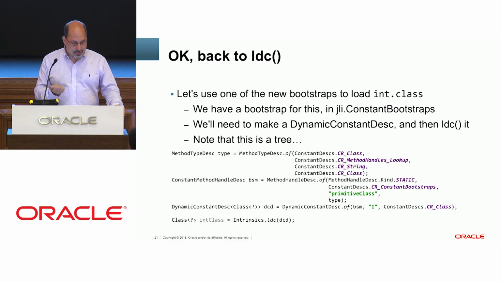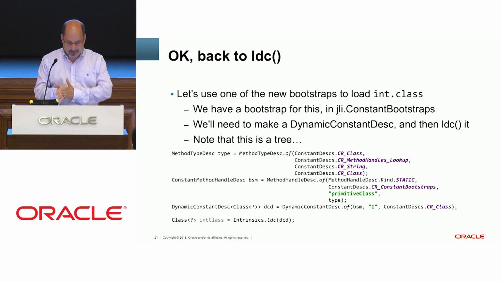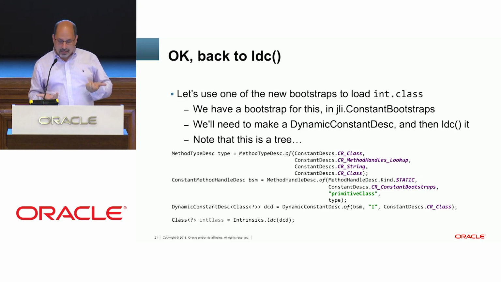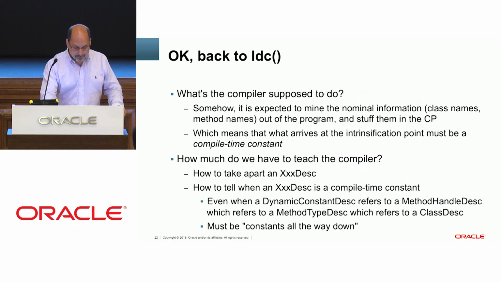And we pass that to the constructor, the factory for method handle descriptor, where we say I want a method handle descriptor for the static method, whose owning class is constant bootstraps, and whose name is primitive class, and whose type is that method type I just made. And then we wrap that with a dynamic constant descriptor and the name and type arguments, and we pass that to intrinsics LDC. And that looks like kind of a lot of code to do something very simple, so this is where the magic comes in.